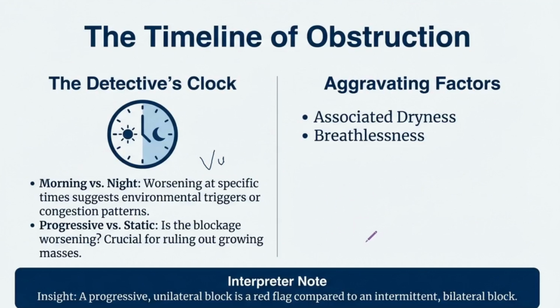So alternating is good, or at least it's manageable. What's the bad version? The bad version is fixed, progressive, unilateral. Okay, let's break that down because those sound like serious words. Unilateral means it's always the same side. The left nostril is blocked, the right is fine. It never, ever swaps. Progressive means it's been getting steadily worse over months. It started as a little annoyance, now it's a total wall.